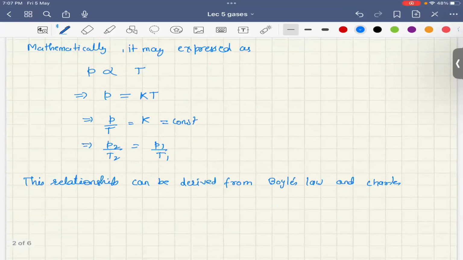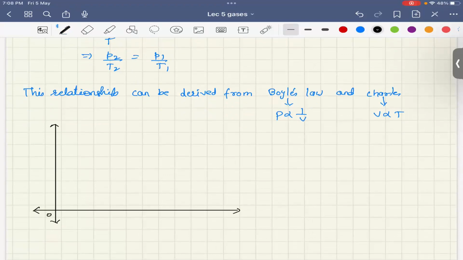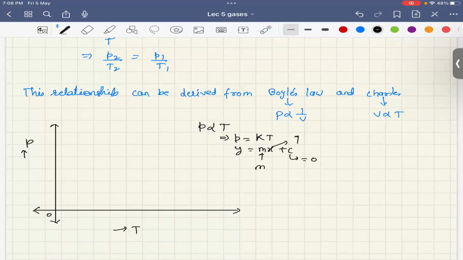So what is Boyle's law? Boyle's law is that pressure is inversely proportional to volume, and Charles's law is that volume is directly proportional to temperature. So if we plot the curve, we are going to get a straight line when we plot pressure versus temperature. This is pressure, this is temperature, and the law we are using, pressure is directly proportional to temperature, implies P equals kT, which is y equals mx plus c, where c is 0, m is the constant, and x is temperature. So it's going to be a straight line passing through the origin.